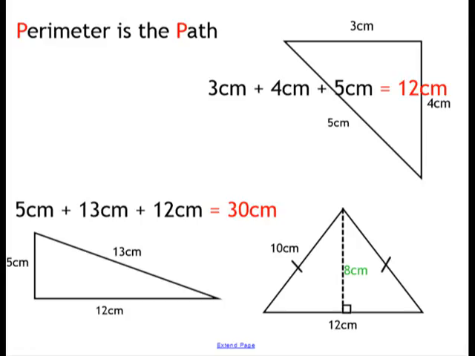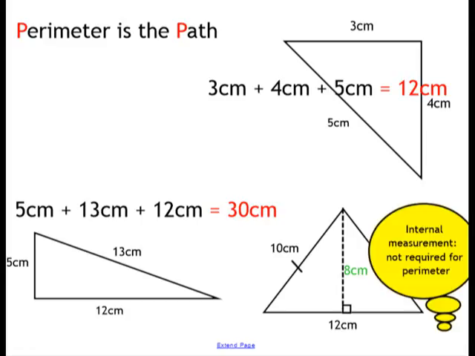Now look at the bottom right shape. Note the measurement 8 centimetres. It is an internal measurement. It's showing the perpendicular height of the shape, but it isn't forming part of the outside of the shape. Therefore, as an internal measurement, we don't need this measurement to calculate our perimeter. Internal measurements are not required for perimeter.